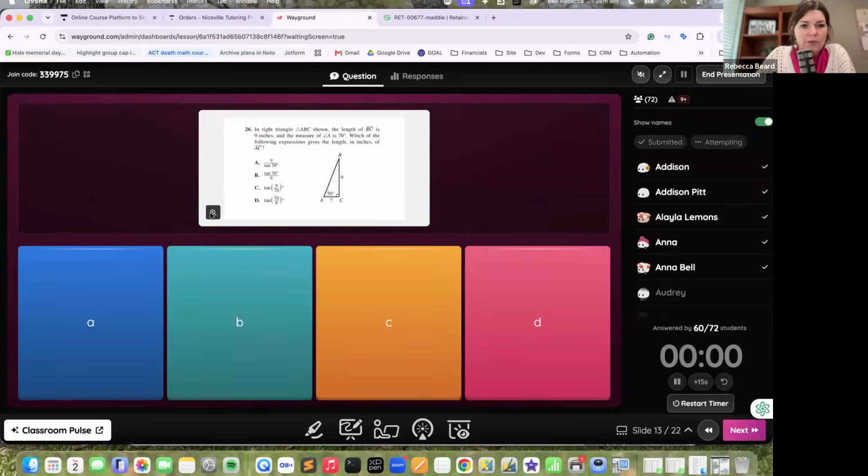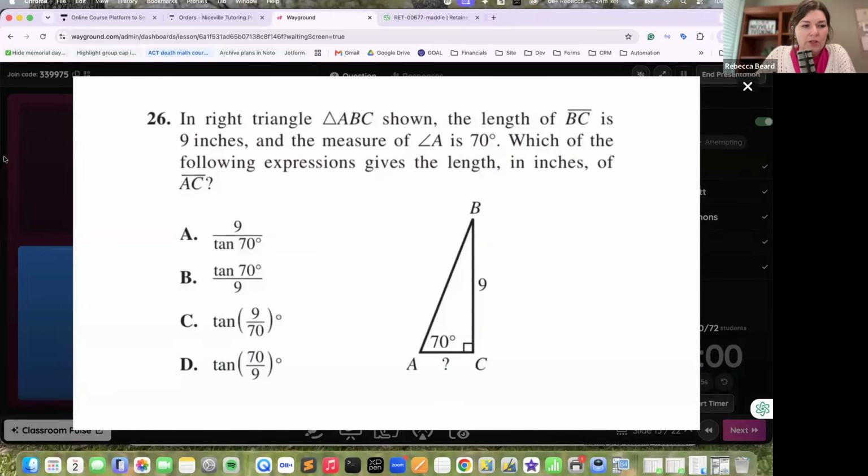Okay, that was not a bad split. So let's go over this. I'm not going to write SOHCAHTOA up right now because hopefully we have that in our brain since I said that about 4,000 times. This one is a common style SOHCAHTOA question where it's not super straightforward and you have to do some solving. The length BC is 9 inches, the measure of angle A is 70 degrees, which of the following expressions gives the length in inches of AC?